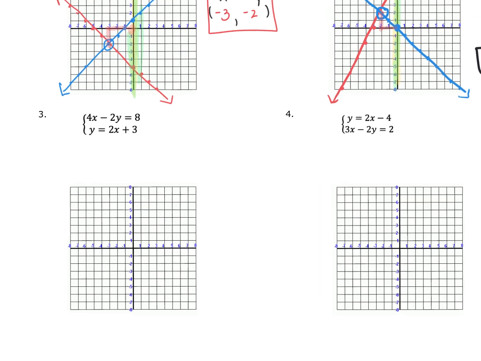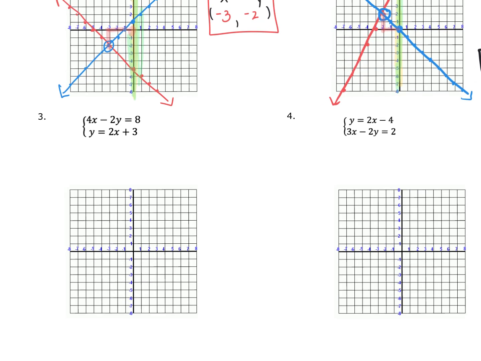Okay, we got 2 more. When I look at this one, one of them I can graph right away because it's already in y equals, but the other one says 4x minus 2y equals 8. So I'm going to rewrite that 4x minus 2y equals 8, and we're going to solve that so we get y all by itself.